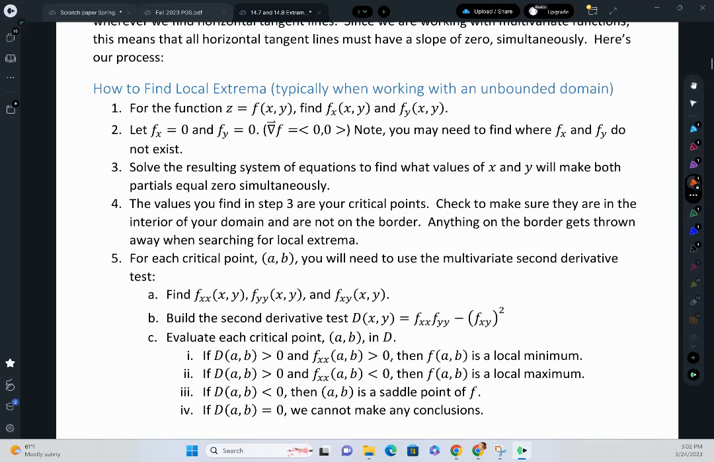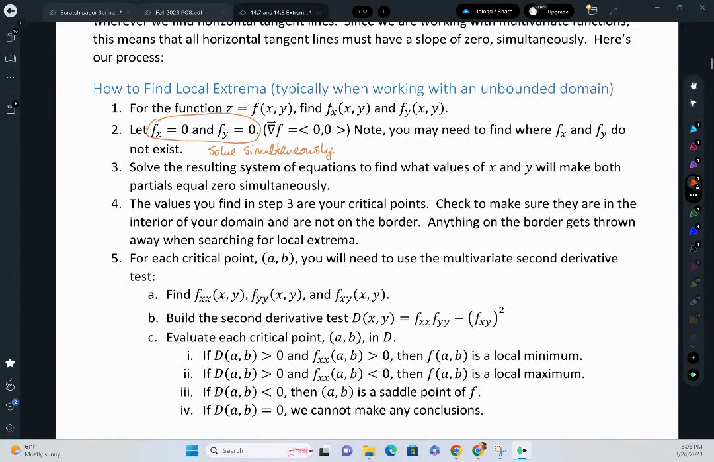Then in step 2, we'll have to set those equal to 0, and we need to solve these simultaneously. So what that means is that we're not trying to find where one of them is equal to 0 at a time. We need them both equal to 0 at the same time. And that's going to look different for different functions that we work with. But ultimately, you can't just take one y value and say, oh, okay, that's where my critical point is.